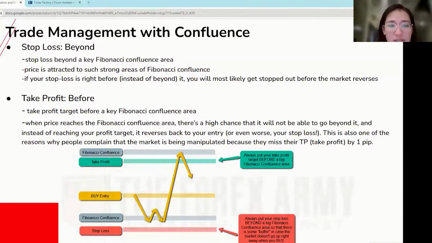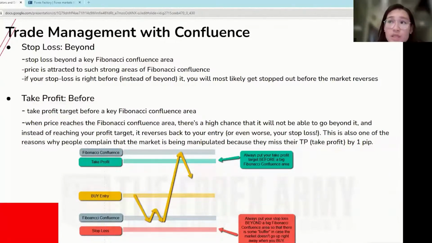So here we have the most basic trade management tips. Here by confluence, we are talking about Fibonacci confluence, which basically occurs when two or more Fibonacci levels line up in the same area. But this also applies to resistance areas or any pivot point levels.